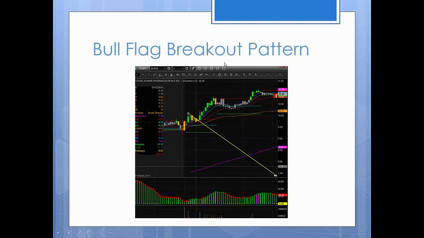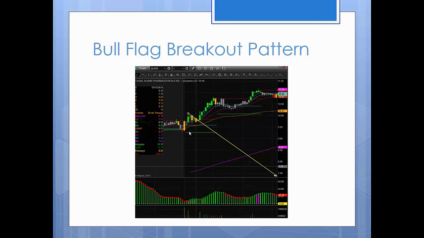Okay, here's another one. Quick pop up, couple candles of consolidation, a little bit of pullback, and then another move back up. Okay, so this is the pattern that I'm using almost every single day. These are the patterns that I'm looking at when I'm trading my gap and go strategy.